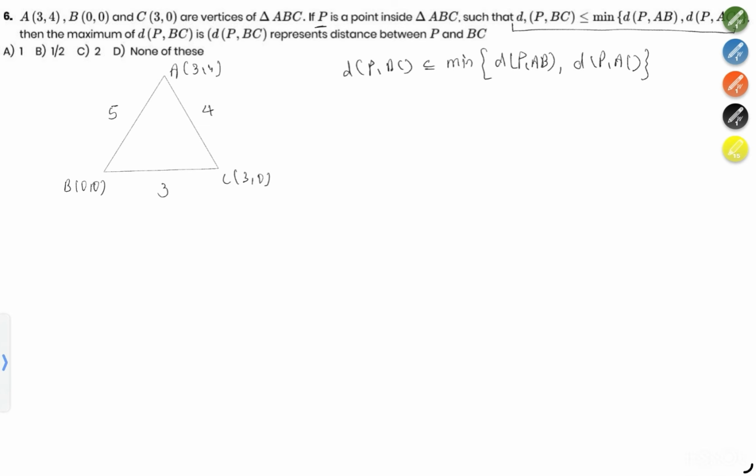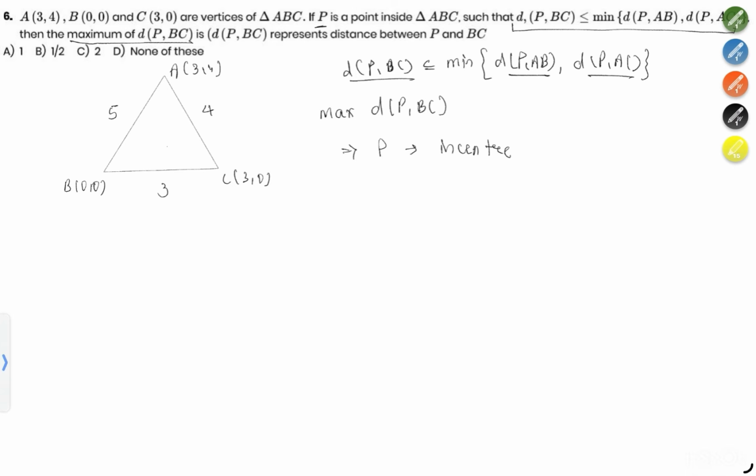So regarding this condition, if you try to think a little bit, they are asking for the maximum of PBC. The maximum distance between P and BC can be obtained whenever the distance to BC, the distance to AB and the distance to AC are all equal. So if all are equal, what does that mean? P is nothing more than the incenter.